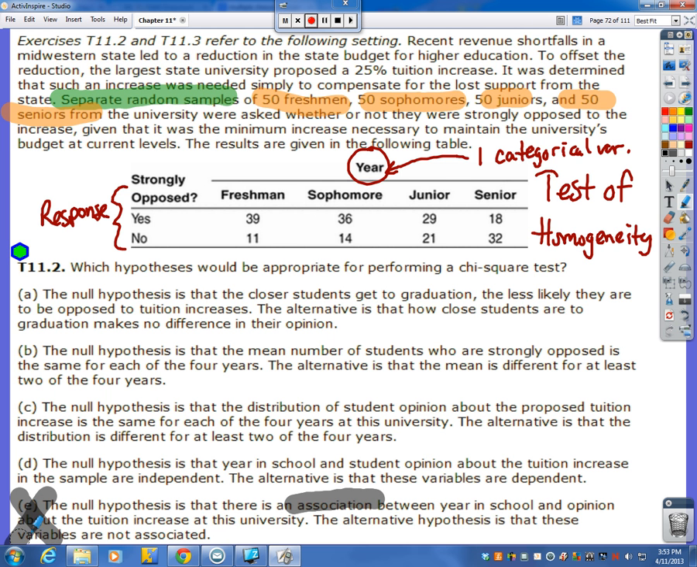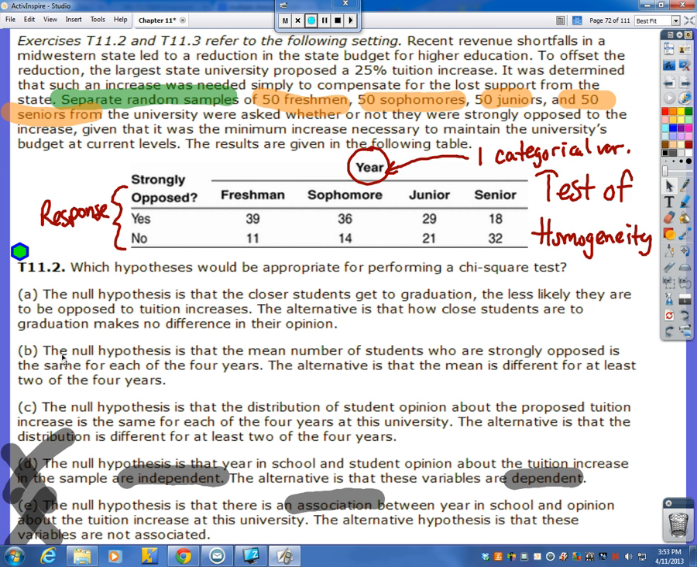Guess what? It's not that. Hey, this one uses the term independent and dependent, which is the same as association. So that's not it. Now the rest of these, I don't see the term association. So let's actually break these down. The null hypothesis is that the closer students get to graduation, the less likely they are to be opposed to tuition increases. The alternative is that how close students are to graduation makes no difference in their opinion.